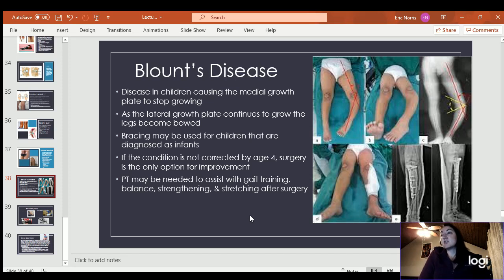But if the condition is not corrected with bracing and things by age 4, then surgery would be the only option. So basically a PT would see someone like this possibly after a surgery to assist them with gait training, strengthening again, balance, stretching, and maintaining good alignment of that area. But otherwise, if we see a patient with this, we can still help make them more comfortable, but we wouldn't necessarily change the course of the condition without surgery, other than bracing, if it's somebody really young.